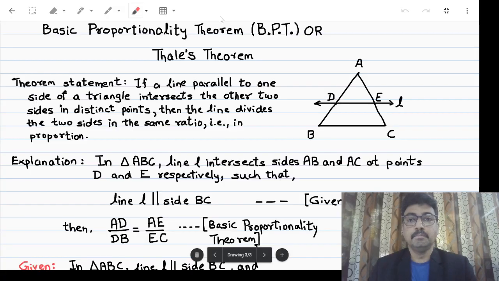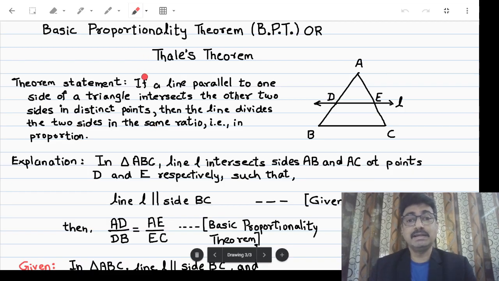Today we will see the statement and discuss the proof of the basic proportionality theorem, also known as Thale's theorem. The statement of the basic proportionality theorem states that if a line parallel to one side of a triangle intersects the other two sides in distinct points, then the line divides the two sides in the same ratio, that is, in the same proportion, right? In fact, proportion means that the ratios are the same.